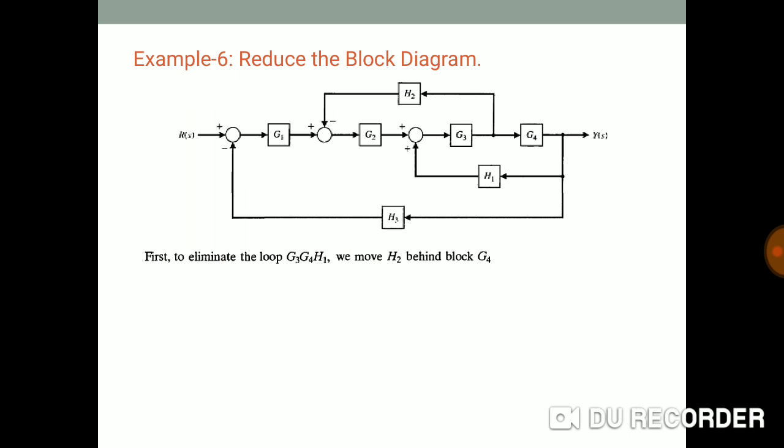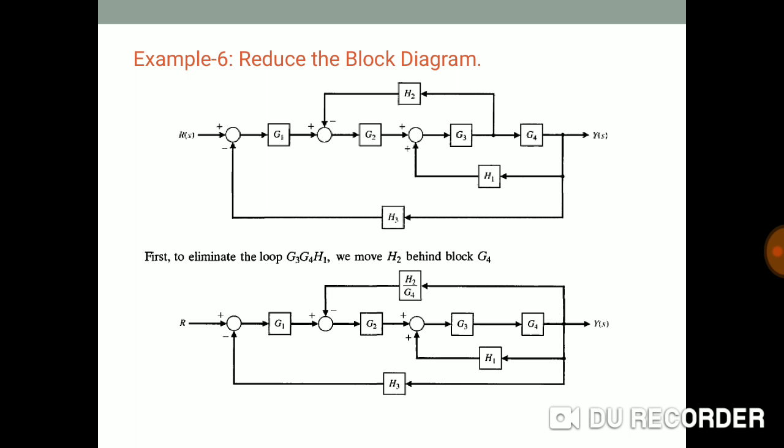Next we'll go for the next example, reduce the block diagram. Here it is, blocks are presented in terms of G1 G2 G3 G4 H1 H2 and H3. First we'll eliminate the loops, that is G3 G4 and H1, and we'll move the H2 behind the G4.